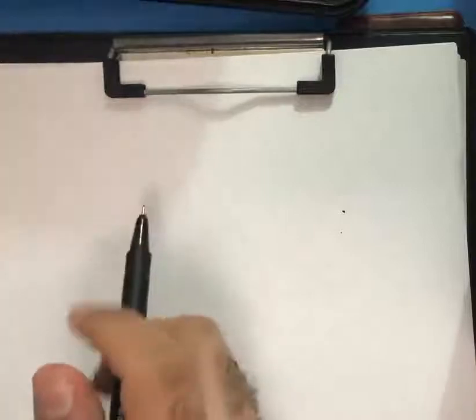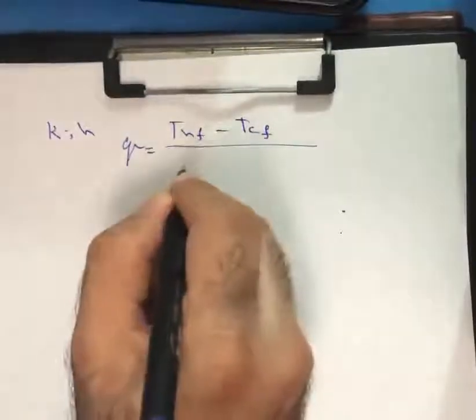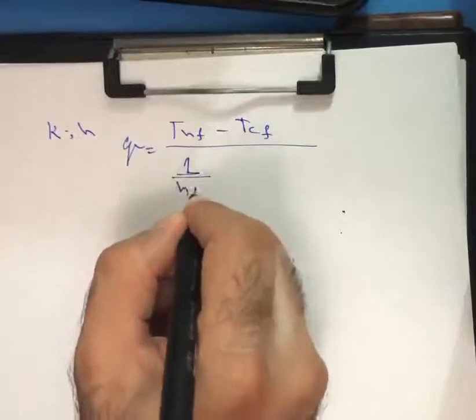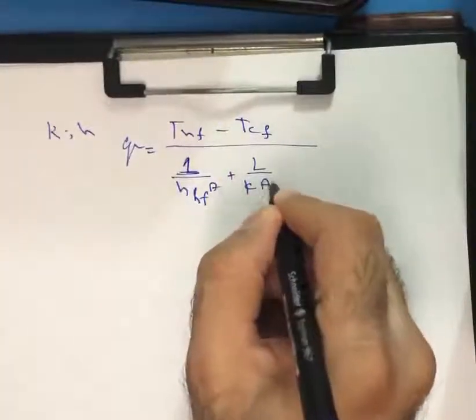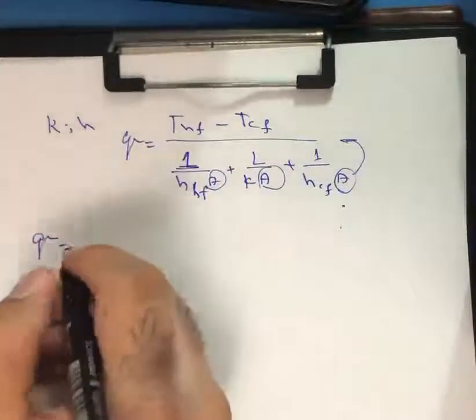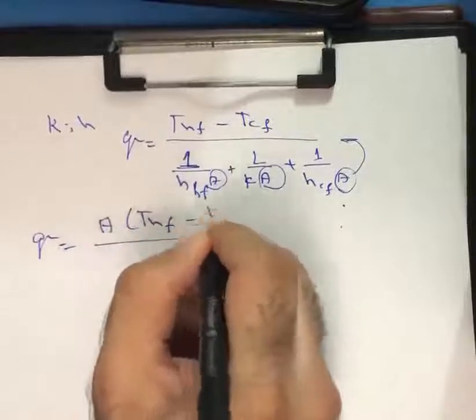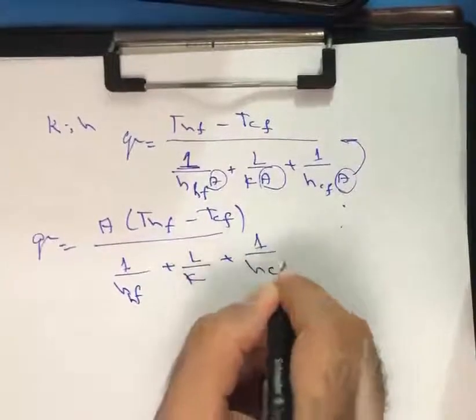So let us develop some important quantities. We have thermal conductivity, which is k, and we have h, and we have thermal resistance. So we get to this equation: Q equals T of the hot fluid minus T of the cold fluid divided by 1 over h of the hot fluid times the area, plus L divided by kA, plus 1 divided by h of the cold fluid multiplied by the area. Now the area is constant, so it can be taken as a common factor and transferred to the denominator, so that Q will be the area multiplied by T hot fluid minus T cold fluid divided by 1 over h of the hot fluid plus L divided by k plus 1 over h of the cold fluid.